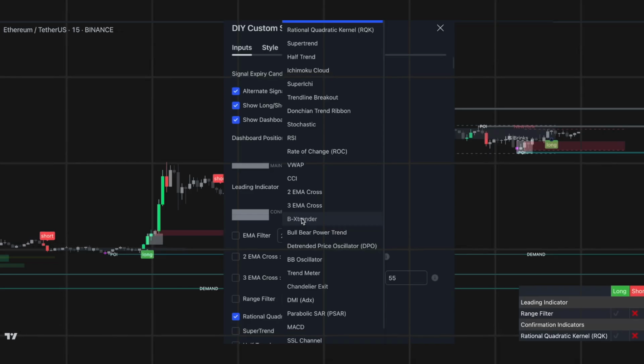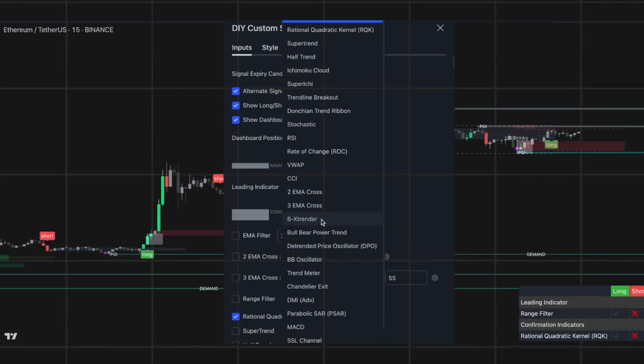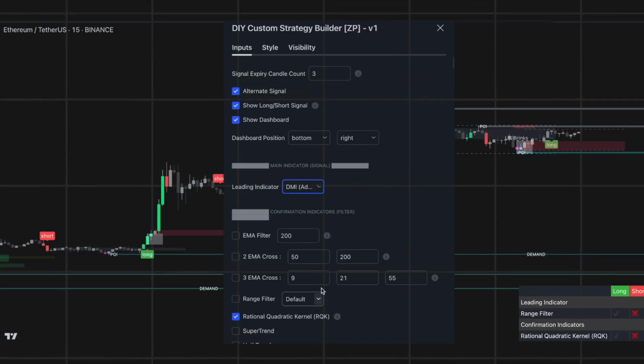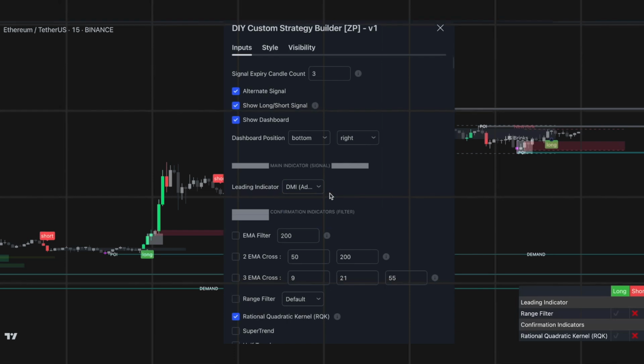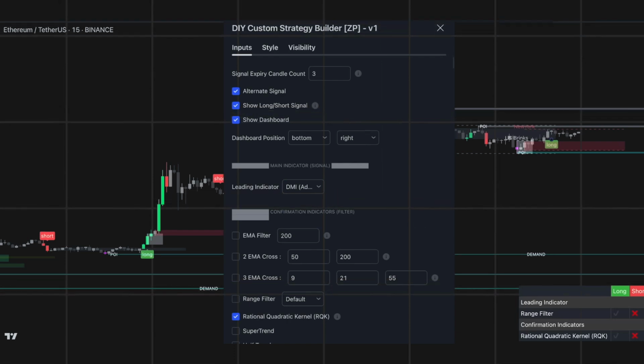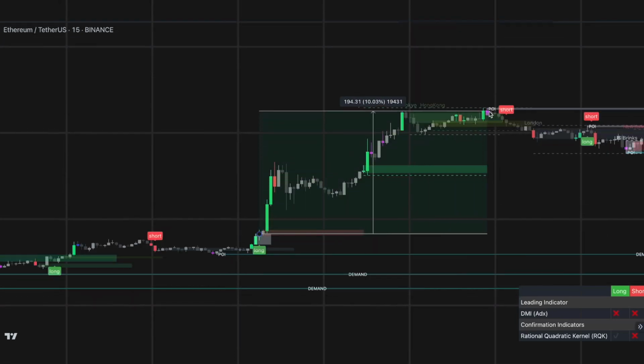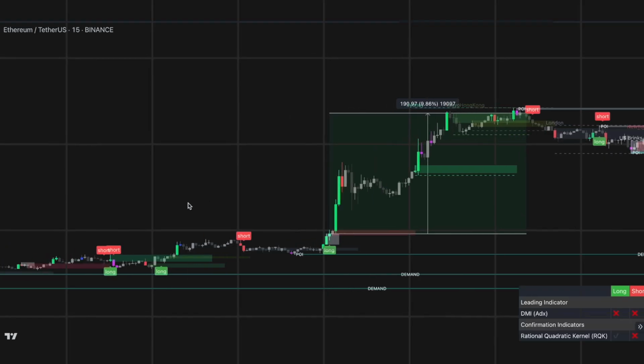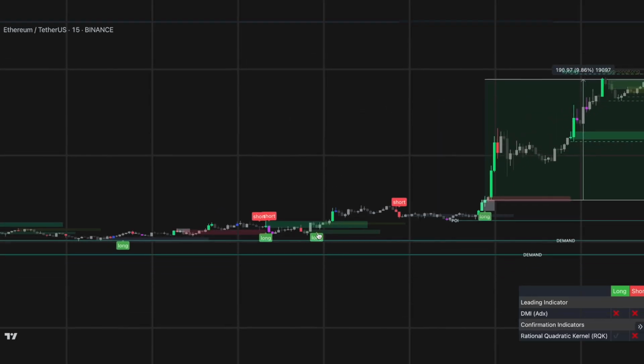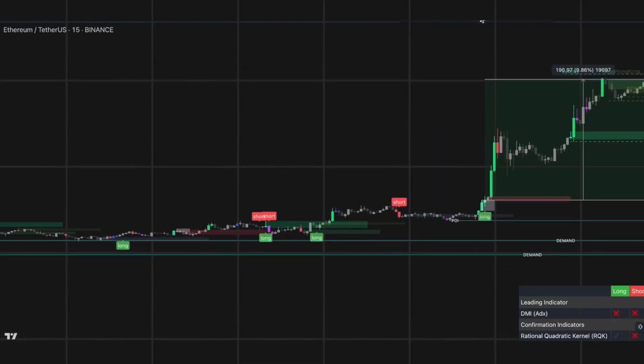All the tools you need are in one place. For the cryptocurrency market, I like to use ADX as a main confirmation. It works very well for long trades. Just take a look at the accuracy of these buy signals.